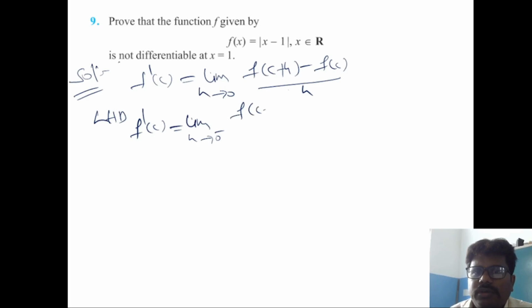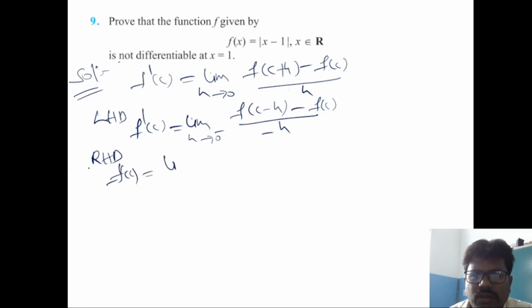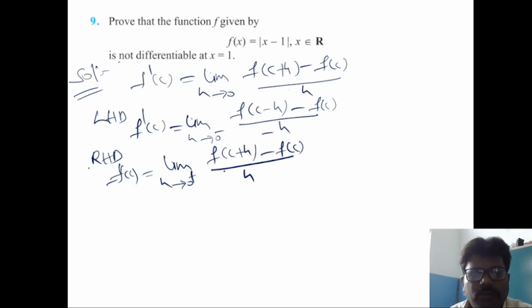So now the formula will be f of c minus h minus f of c divided by minus h, and the left hand derivative will be equal to f dash of c, limit h tends to 0 minus. Because here it is the right side, just to know the difference you have to write 0 plus and here 0 minus, and here also the formula will change. So f of c plus h minus f of c divided by plus h. Okay, so these are the formulas of the left hand and right hand derivative.